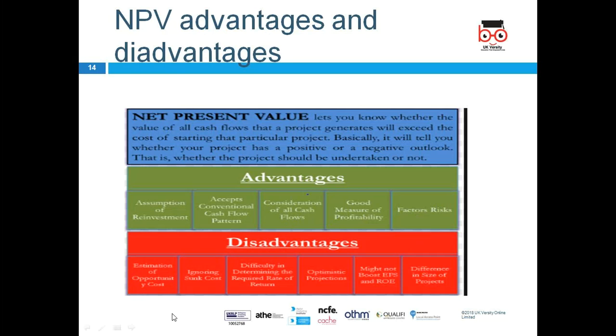The disadvantage is that it is always based on estimation. It ignores opportunity cost and sunk cost, which we can't recover. There is difficulty in determining how much return we will get, because we always use estimation, and estimation can be based on various factors and can be wrong. So it might not boost the EPS. EPS means earnings per share, or return on capital employed. So that is another problem in this method as well, alongside its advantages.